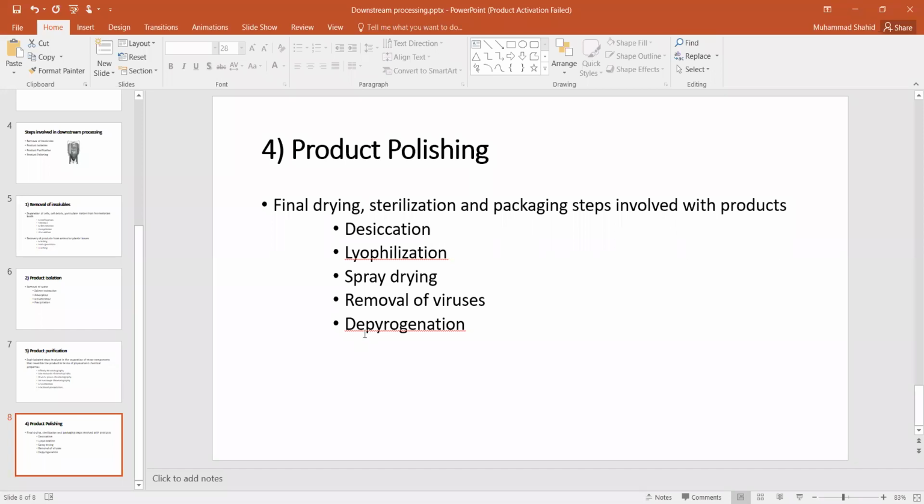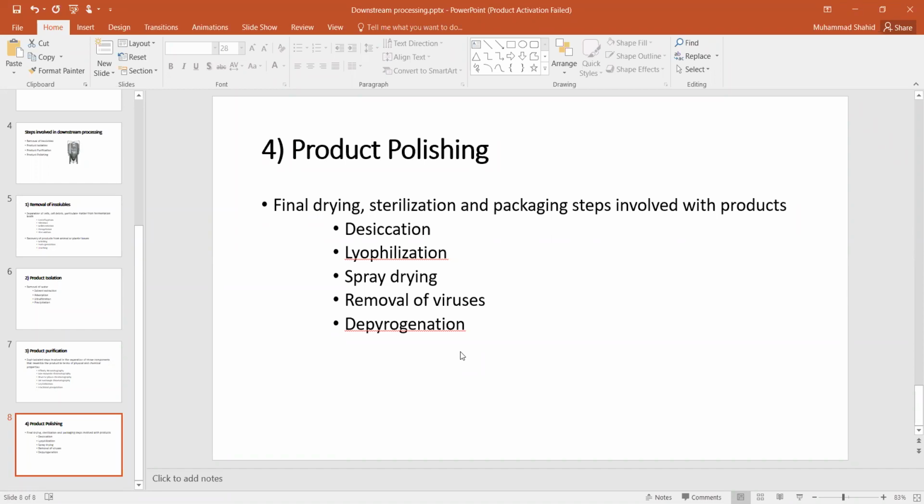Then finally, we can also add a step of depyrogenation. Depyrogenation is also a sterilization step in which we remove the pyrogens from our desired product, and pyrogens are toxins that are produced by bacteria during the fermentation process.